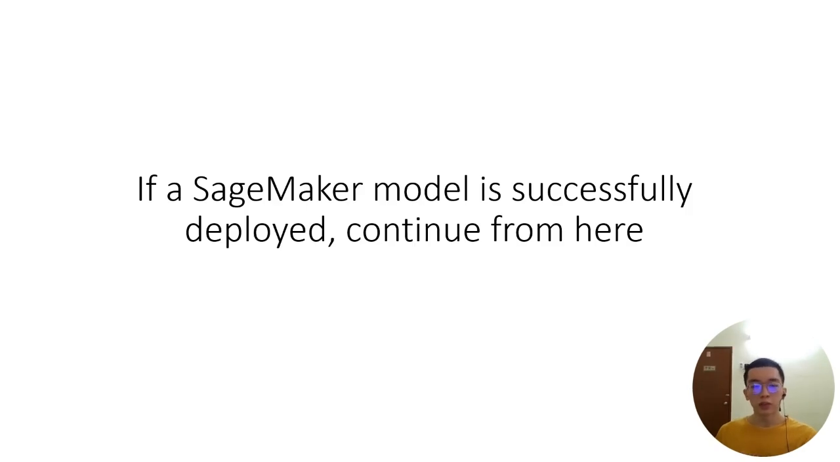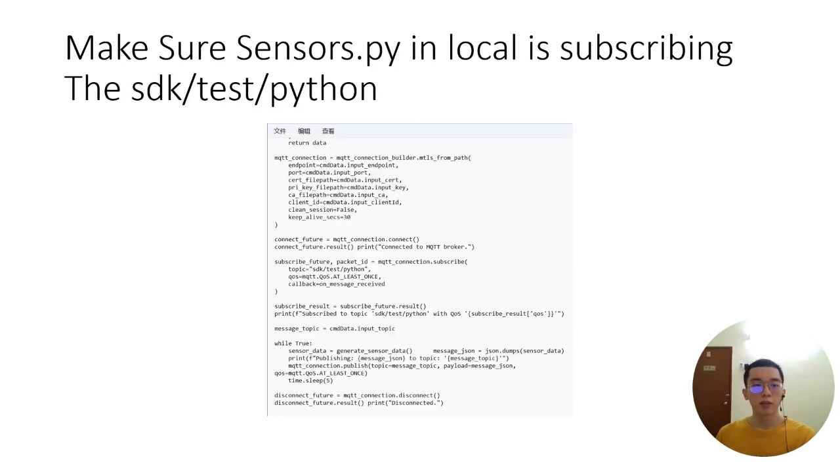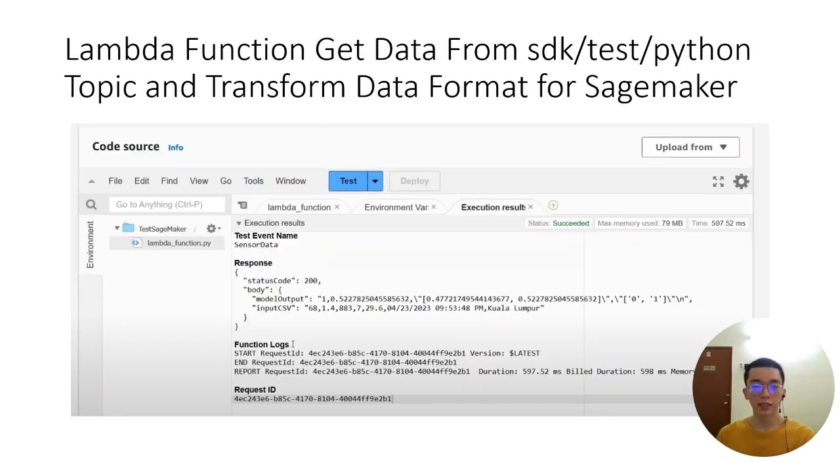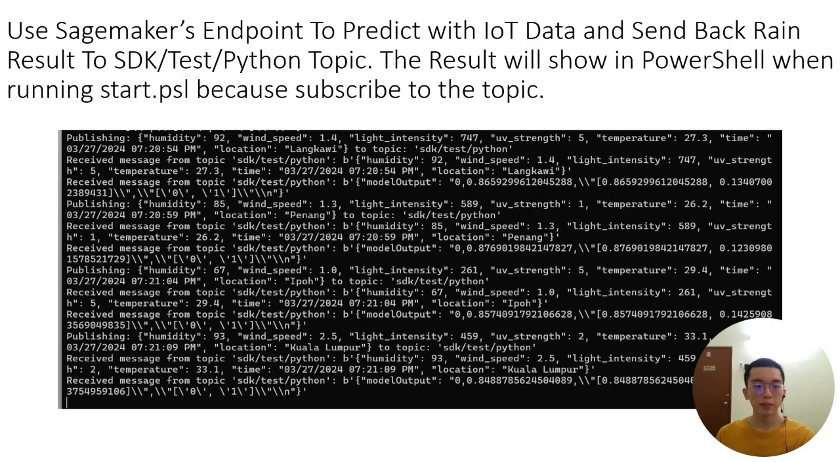Make sure the sensor Python file locally is subscribing to the SDK test Python topic. Then we go back to Lambda and modify the code. The Lambda function gets data from the SDK test Python topic and transforms the data format for SageMaker to predict and return the output. Then Lambda will send the SageMaker result to the SDK test Python topic. The result will be shown in PowerShell when running the start PowerShell document because it is subscribed to the topic.